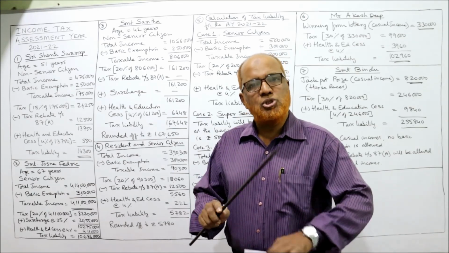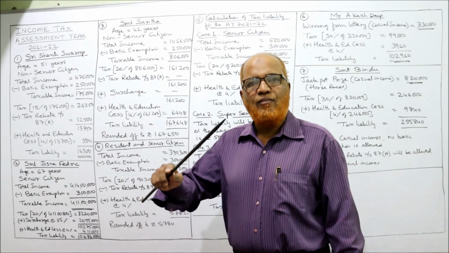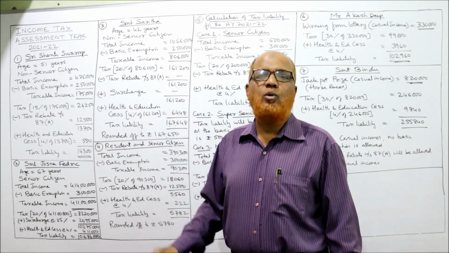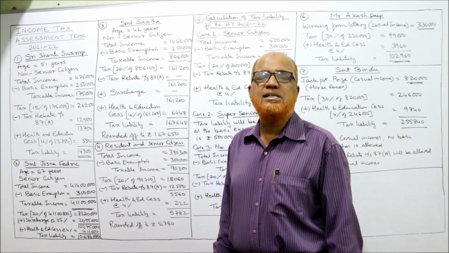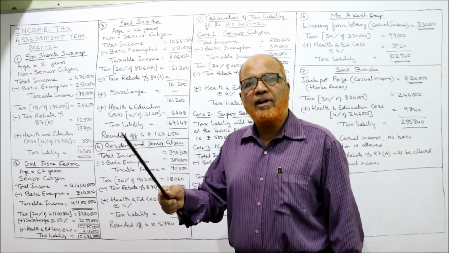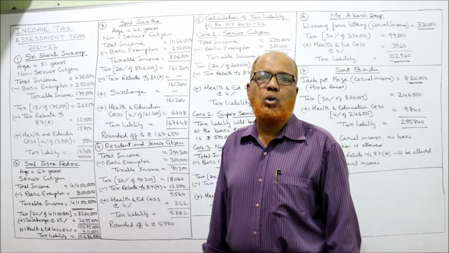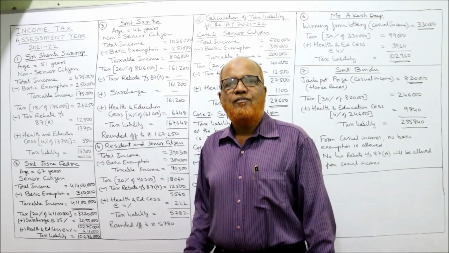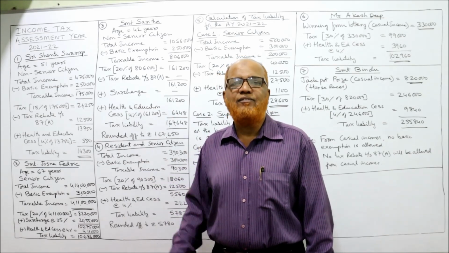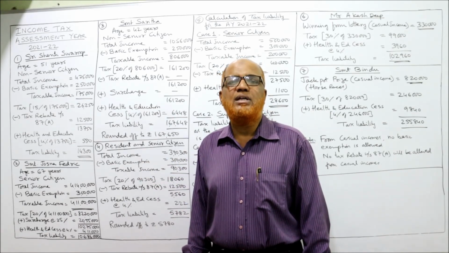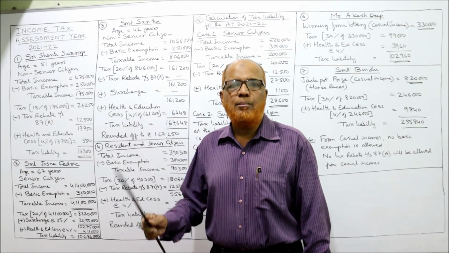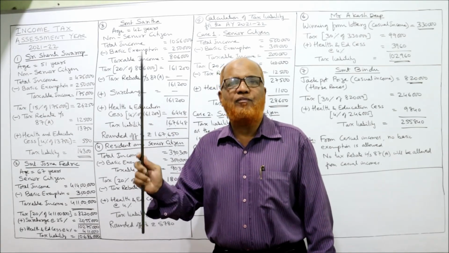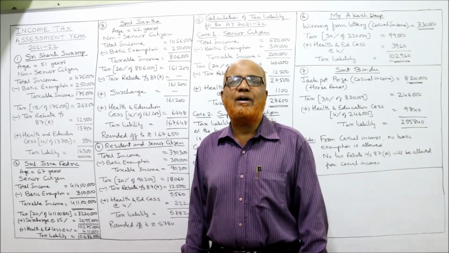Up to 50 lakh rupees, no surcharge. Over 50 lakh rupees but up to 1 crore, it is 10%. Over 1 crore but up to 2 crore, it is 15%. From 2 crore to 5 crore, it is 25%. If the income is above 2 crore up to 5 crore, it is 25%.